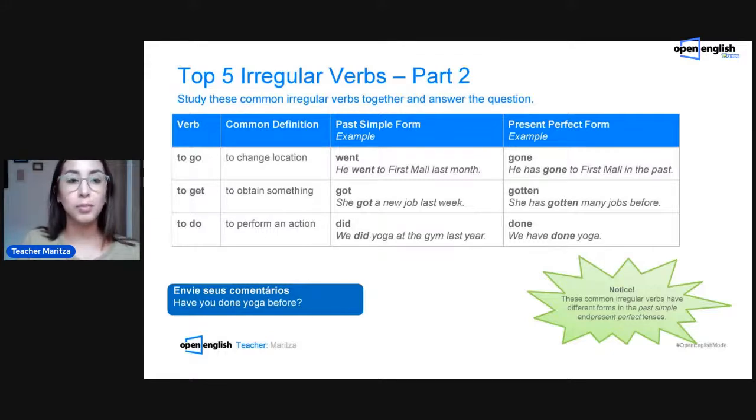And our last verb, to do. So to perform an action, to do something. In the past, we say did. We did yoga at the gym last year. Past simple, really easy, we only need to change to did. In the present perfect, we would say have done or has done.